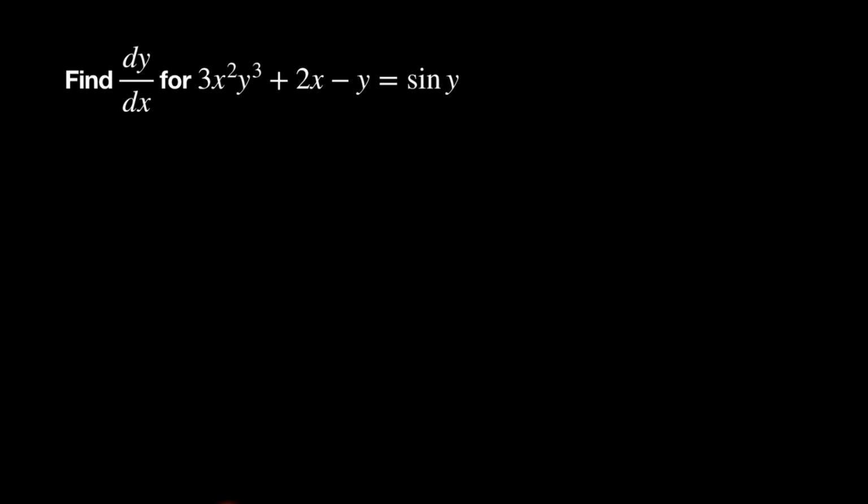All right, so let's do a bunch of other examples to illustrate how this process works. Let's see if we can find dy/dx for 3x squared y cubed plus 2x minus y equals sine of y. This equation is not solved for y. It's an implicit equation, and in this case, I couldn't even solve for y if I wanted to. So we're going to have to find the derivative implicitly.